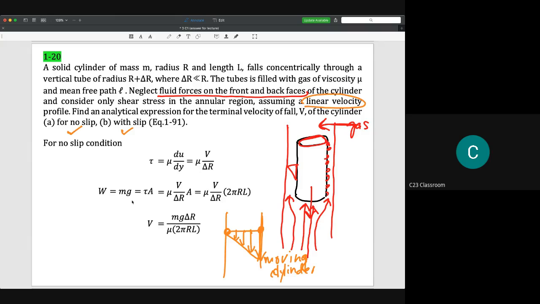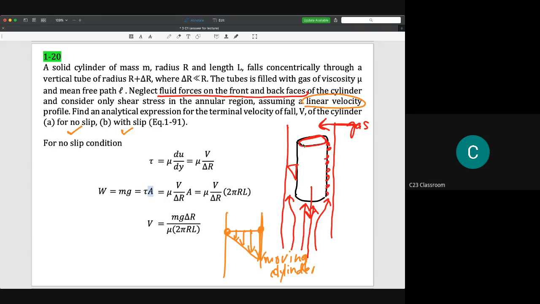Then we must know that the resistance that occurs on this surface will be balanced by the weight. So we could say that the weight is equal to mg, and weight is a force. This force will be equalized with the force that comes from the shear stress from the molecule here. So how to calculate the force by the shear stress? We multiply the value of shear stress with this area, and this area is the area of the cylinder.